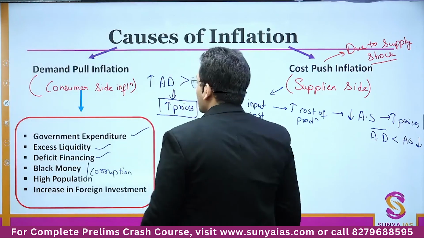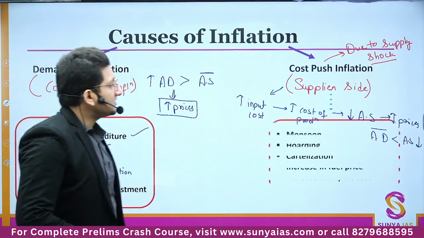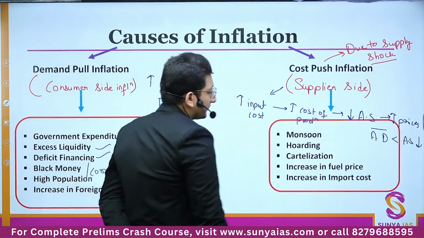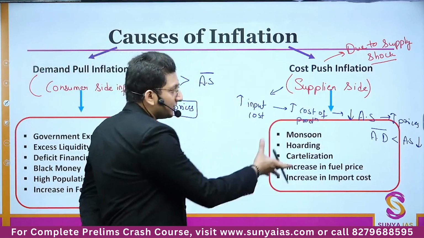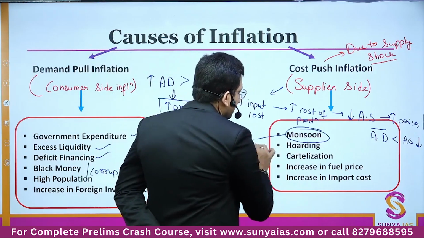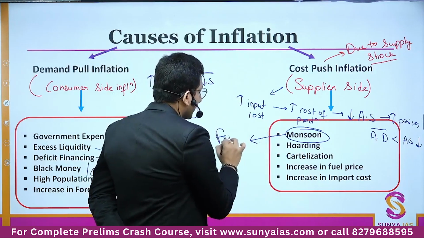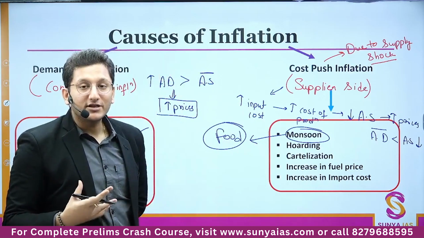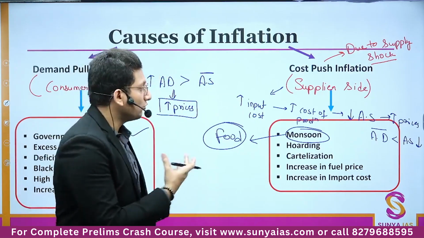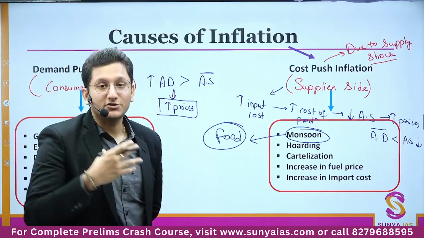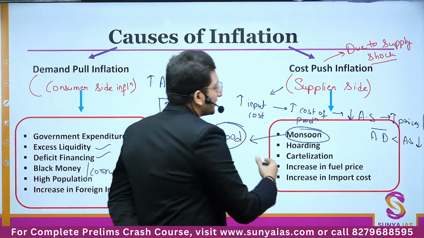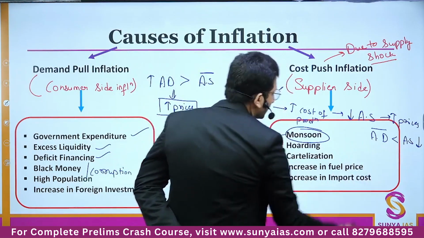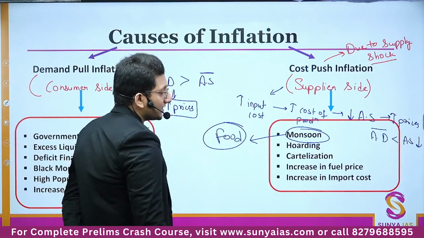Okay? Due to demand side, that is consumer side. Now let's see the cost push inflation, that is due to the supplier side. Now here are certain reasons. The first one is the monsoon. So monsoon basically affects the food articles. Right? Our agriculture is basically dependent upon monsoon. If the monsoon is not good, you will see that there is a supply side shock. Okay? There is a supply side shock, and you will see that there is less supply while the demand is same, then there is an increase in the prices.